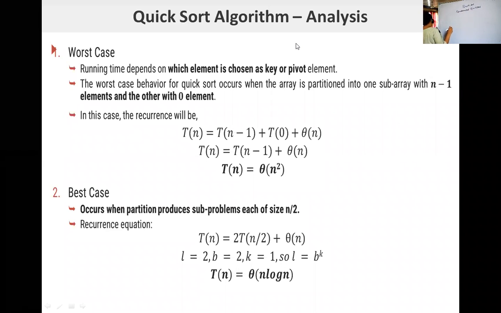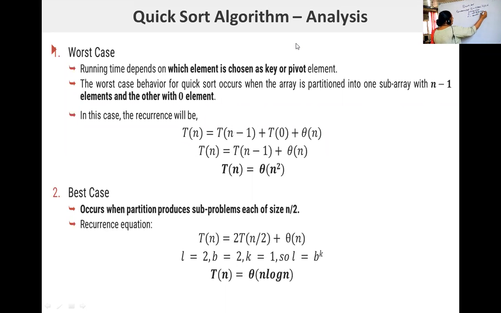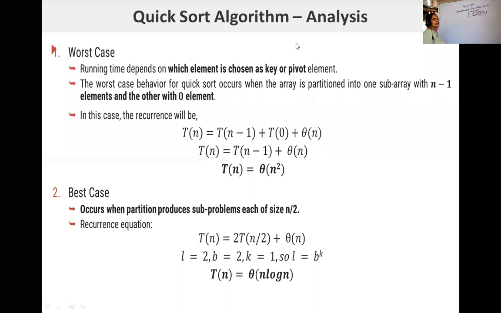Now, quick sort says we have to pass A, P, and R. A is the array of elements. P is the index of the first element, and R is the last element, or pivot element, which is the last element. But it is not always feasible to choose the last element as pivot element. Sometimes we choose mid or anywhere, any element from A to P to R.